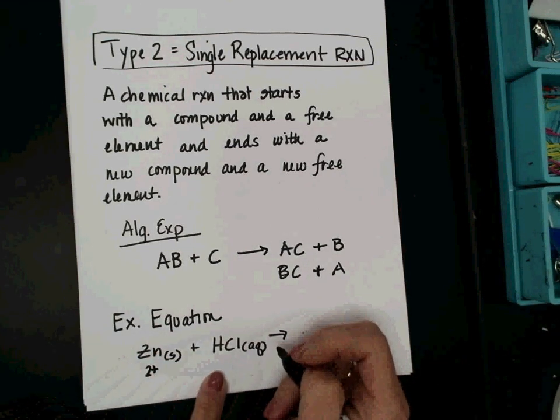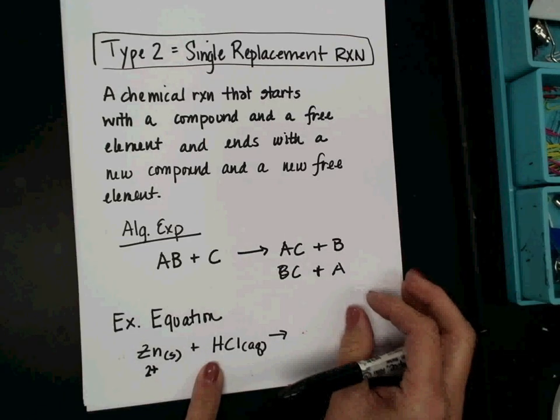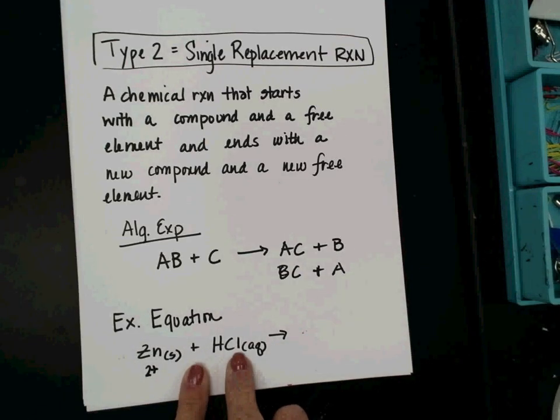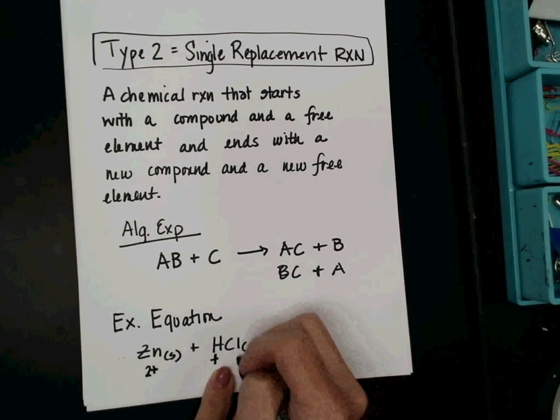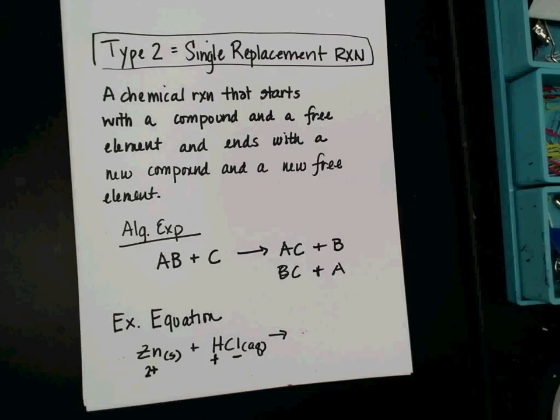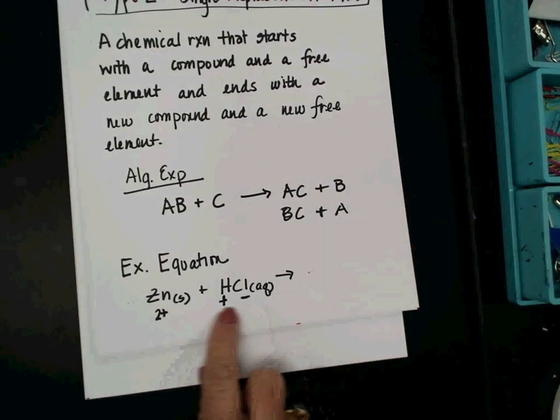Zinc is a metal, it forms a 2+ ion. Hydrogen can act as a metal or a nonmetal, it can form a cation or an anion, but because it's first in the equation, I know it's going to act as H+. I also know if I go to the periodic table, Cl is a minus. So that's the first thing you have to do.